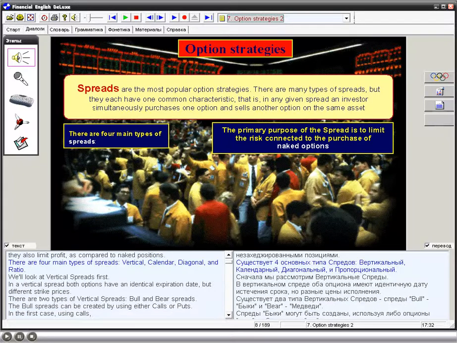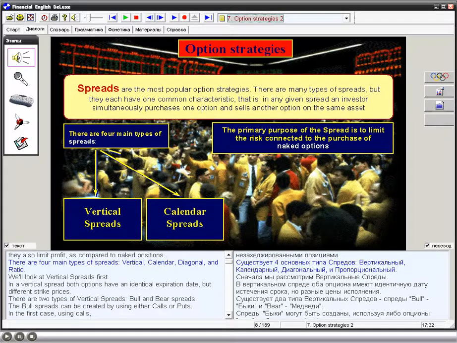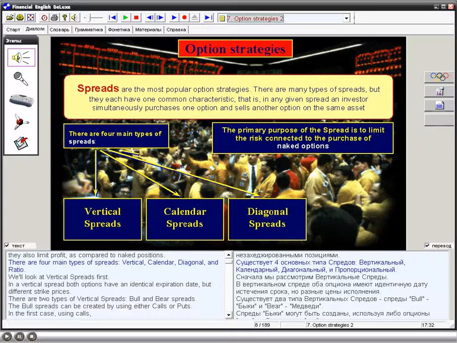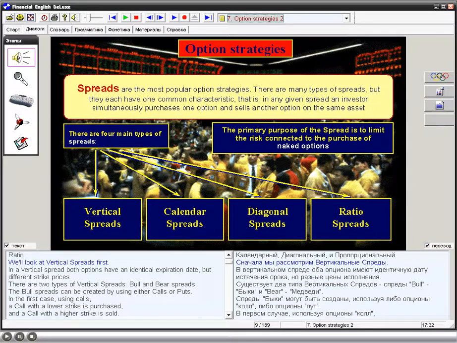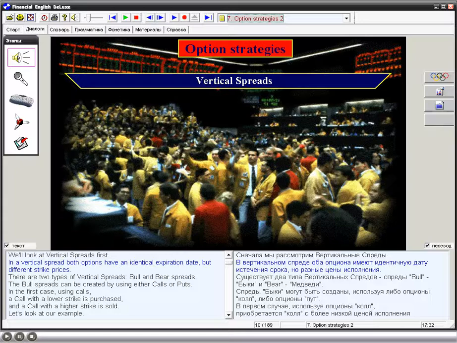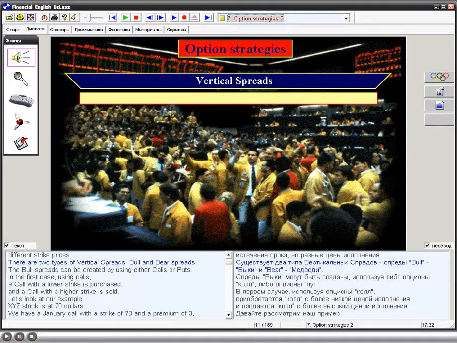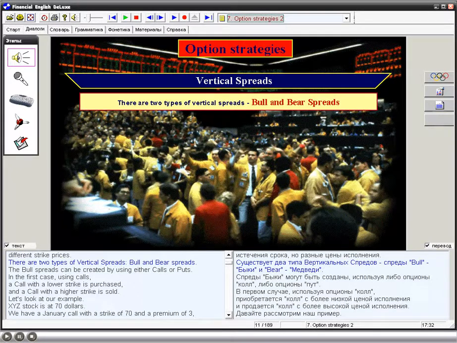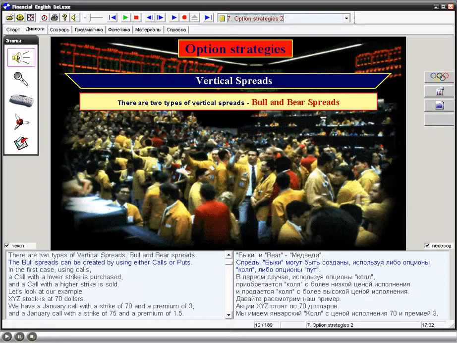There are four main types of spreads: vertical, calendar, diagonal, and ratio. We'll look at vertical spreads first. In a vertical spread, both options have an identical expiration date, but different strike prices. There are two types of vertical spreads, bull and bear spreads.